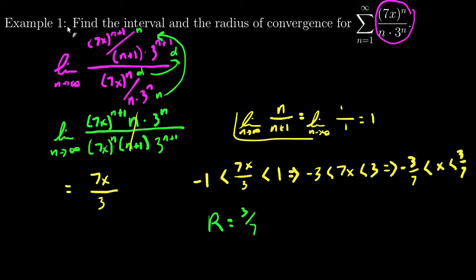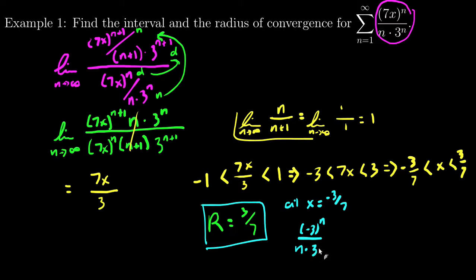The other part, I don't know if it should be equal to on either end, so I have to consider both sides, and that's a little bit tricky. I usually do it as I'm working, so let me box it in, that's one of my answers. So at x is equal to -3/7, when I put the -3/7 into my original general term, 7 times -3/7 is -3, so my general term would be -3 to the n over n times 3 to the n. And -3 to the n over 3 to the n is -1 to the n.